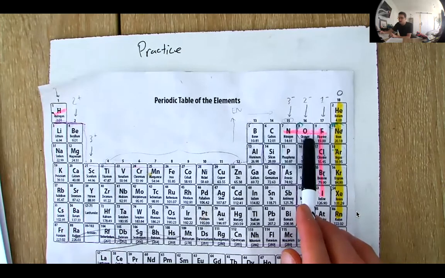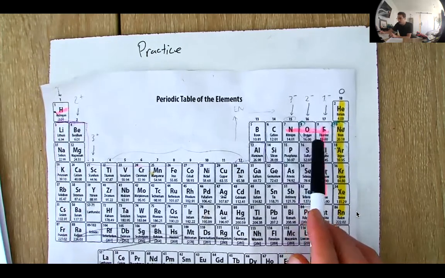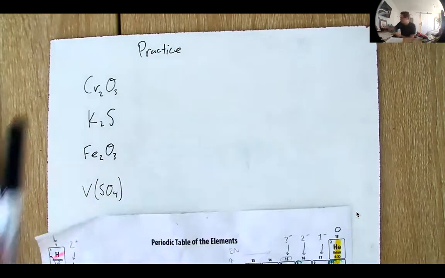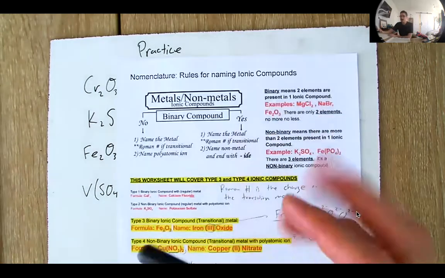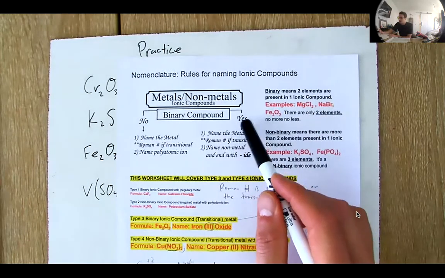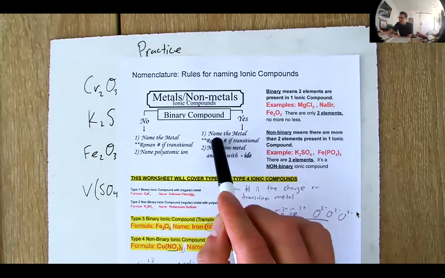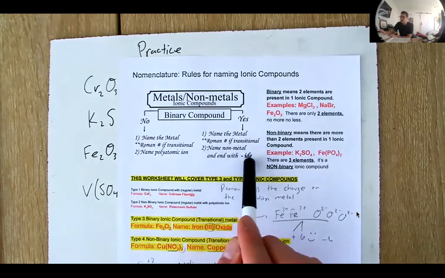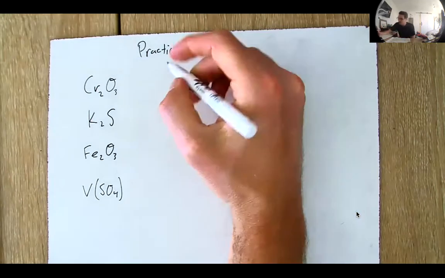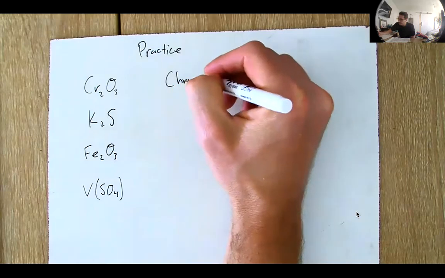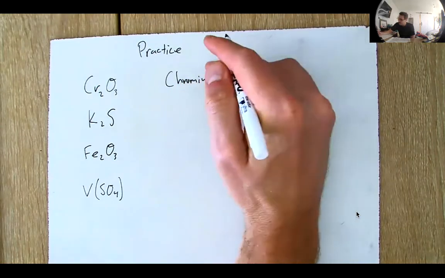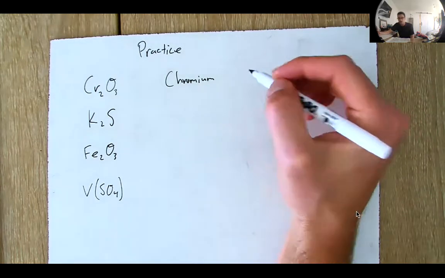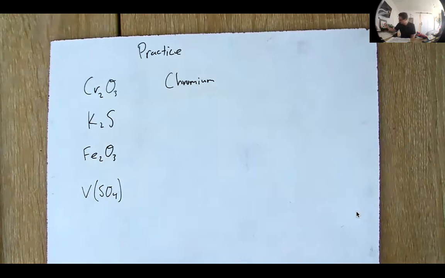So what are the rules? Well, we see that it's a binary compound, so we're going to follow the yes side right here. It says to name the metal and then give the Roman numeral if it's a transitional metal, and then 2, name the non-metal ending with ide. So first we name the metal, then we give the Roman numeral if it's a transitional. There is a Roman numeral, so we're going to save room for that.